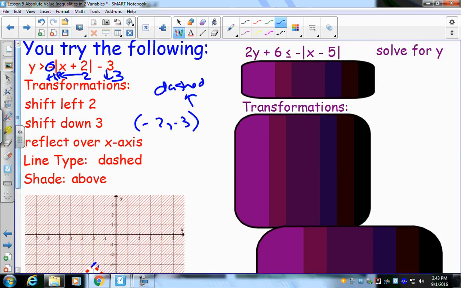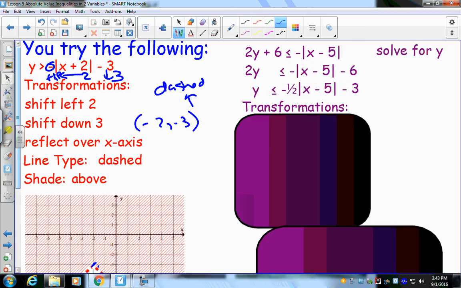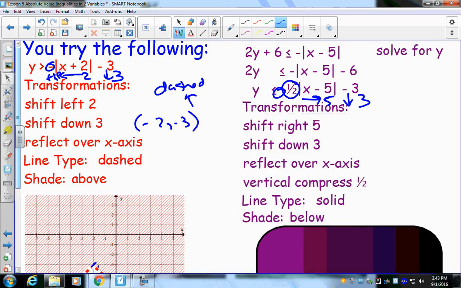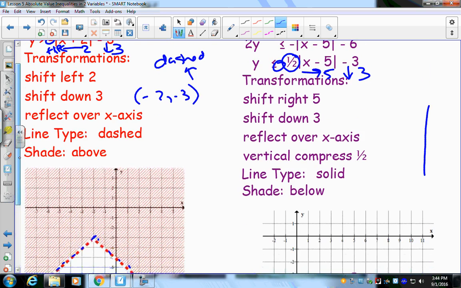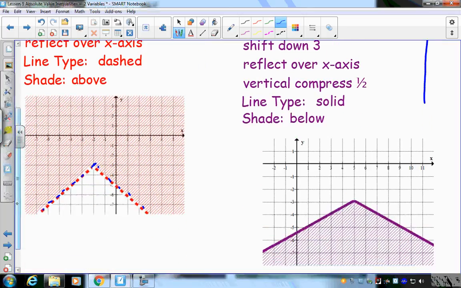This one over here, I need to solve for y first. All right, so I have y is less than or equal to -1/2, take a look at that, absolute value of x minus 5, minus 3. So we are moving right 5, down 3. It is negative, and we have this 1/2 in there. Don't worry, I'll show you what to do. Oh, also less than or equal to, so a solid line, and shading below. Okay, so the vertex, since I moved right 5, down 3, is at (5, -3). So it's right here. It's going to be a solid line.